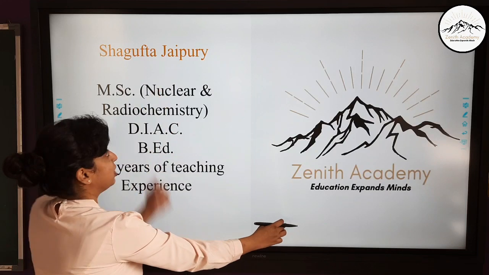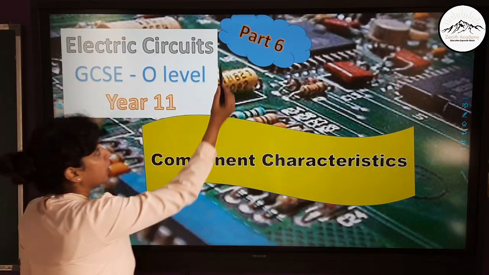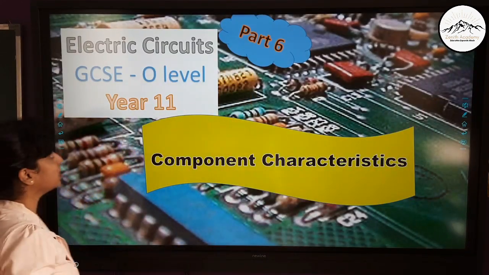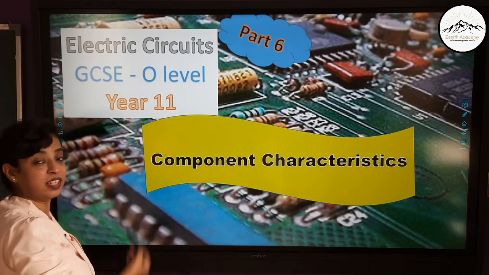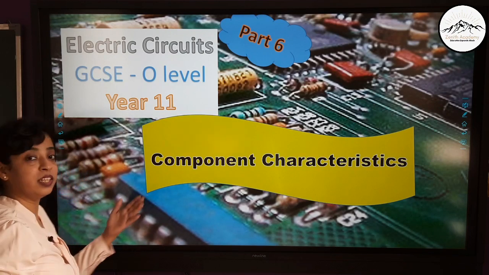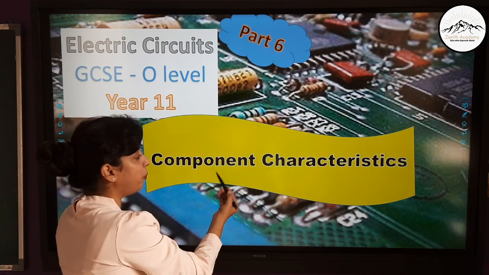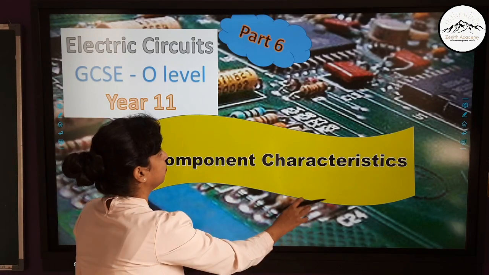My name is Shagufta Jaipuri and today we are on part 6 of the chapter of Physics, Electric Circuits for GCSE O level, that is year 11 students. And in this module we will be studying component characteristics.